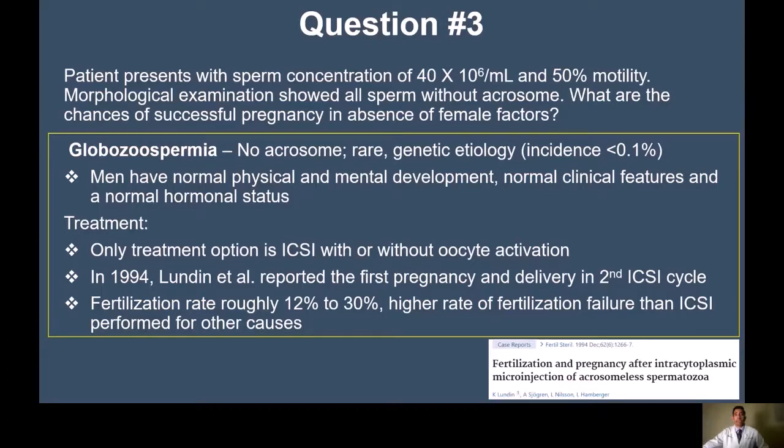Dr. London in 1994 was the first to report a clinical pregnancy and delivery after a second cycle of IVF and ICSI. Fertilization rates are poor, roughly 12 to 30%, and these patients have a higher rate of fertilization failure than IVF ICSI performed for other causes.